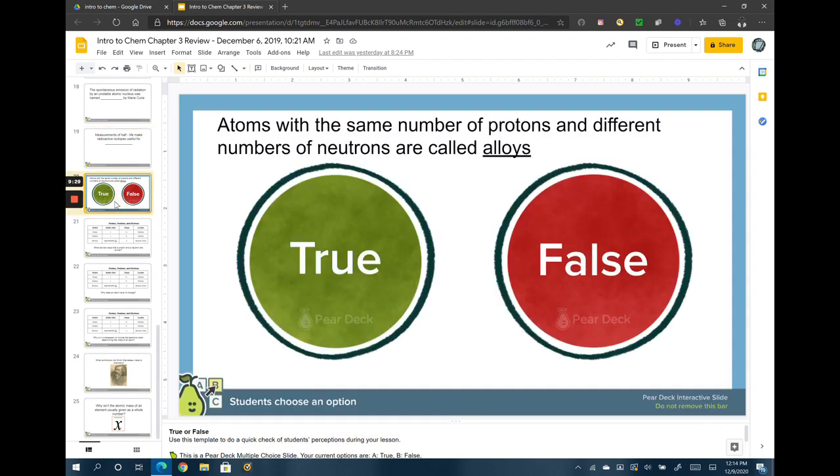Atoms with the same number of protons and different numbers of neutrons are called alloys. That is false. Atoms that have the same number of protons but different numbers of neutrons are called isotopes.